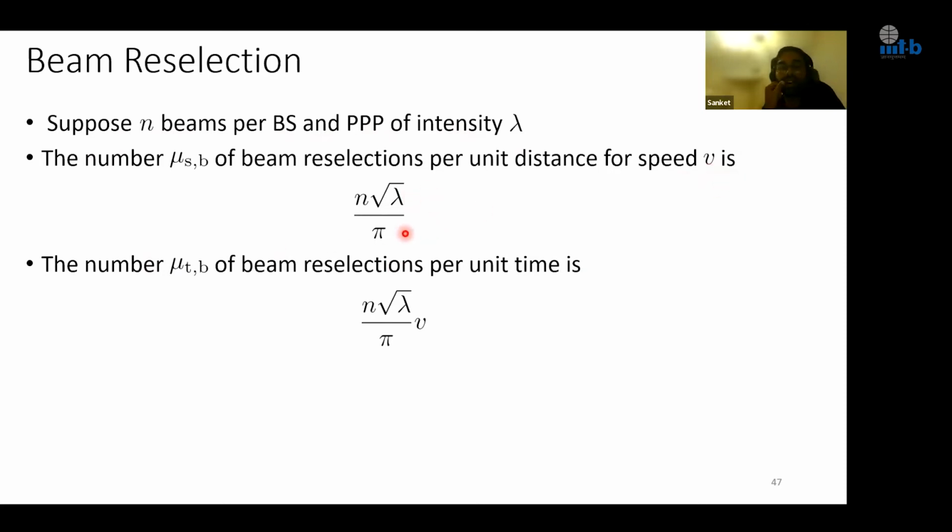So we can see that this can be modeled by a very simple expression, and this is very intuitive. If we increase the number of beams, the area covered by each beam will be smaller, so the number of beam reselections will increase. So this is proportional to the number of beams. It is also proportional to the number of base stations per unit area. If the network becomes dense, meaning that lambda increases, obviously the cell size will become smaller and each beam will cover a smaller area. Since each beam covers a smaller area, again, that leads to a higher number of beam reselections. So this makes sense. And if you want to calculate the number of beam reselections per unit time, we simply multiply by the speed v. That gives the number of beam reselections per unit time.